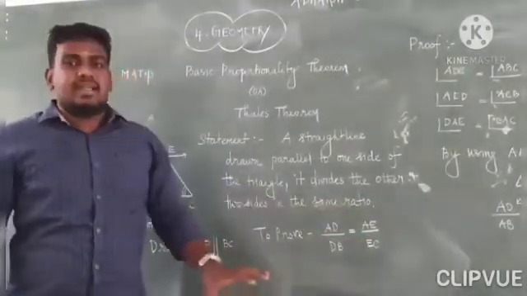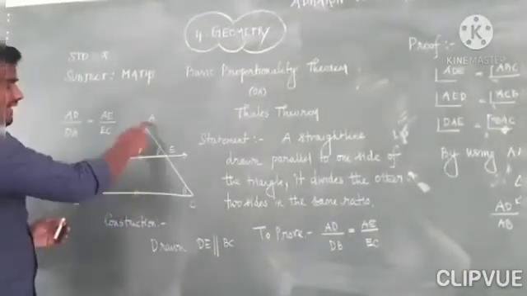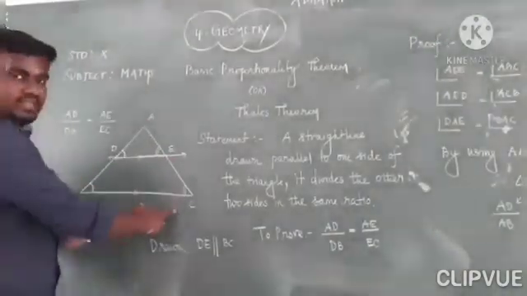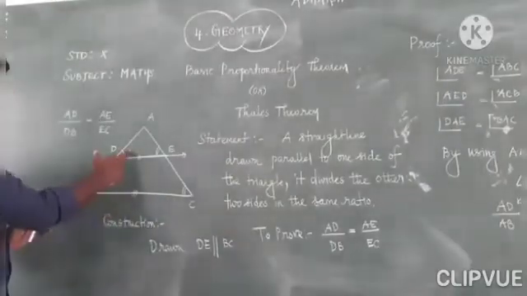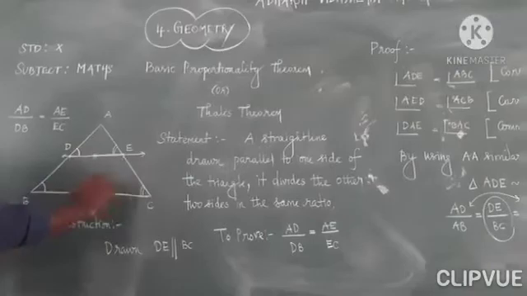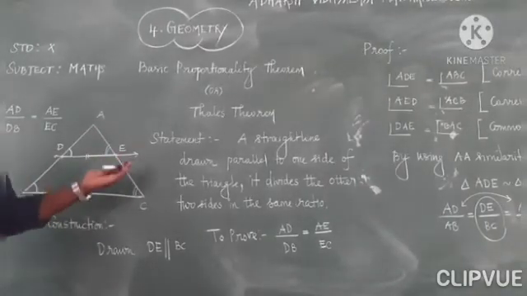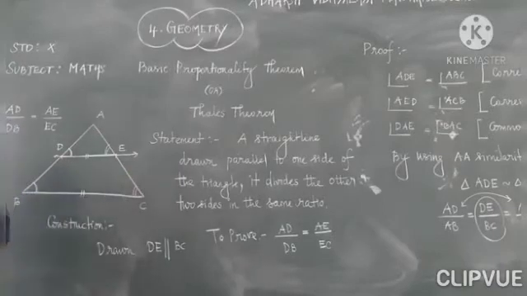So using similar triangle concept, first we are going to show these two triangles are similar, ADE and ABC. Angle D is equal to angle B because they are corresponding angles, like angle E equal to angle C. And angle A is the common angle. By using the angle similarity criteria, these two triangles are similar.